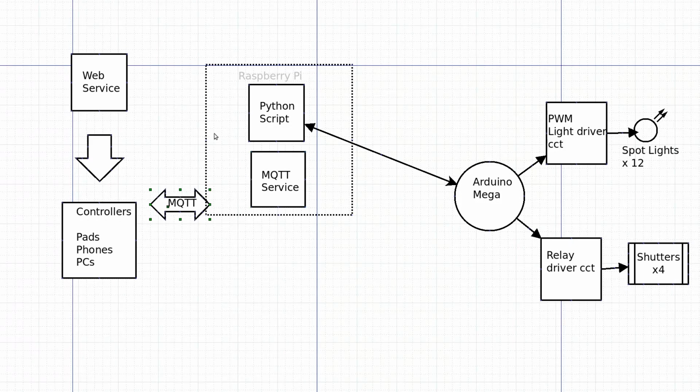The web server can also reside on the Raspberry Pi, but I happen to have a server already on the network, and that's where I put that. And that's basically it.